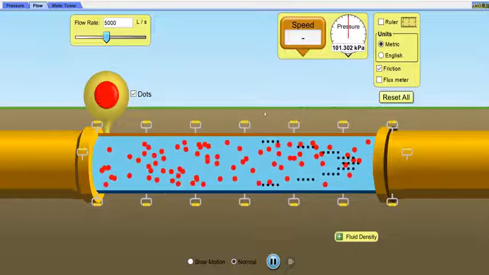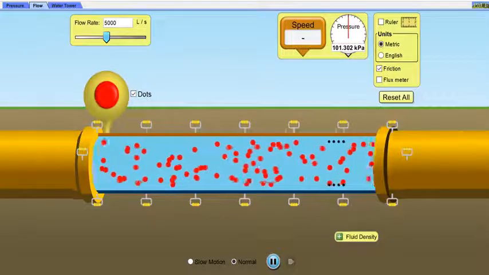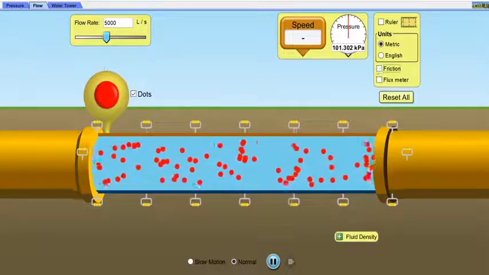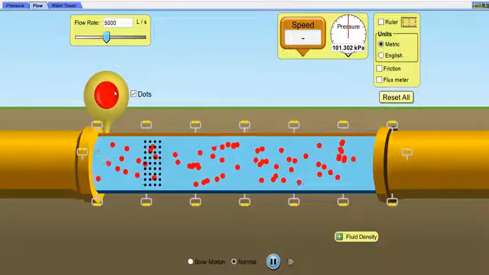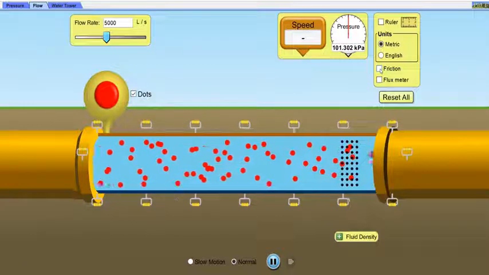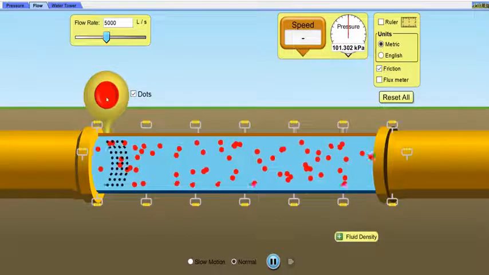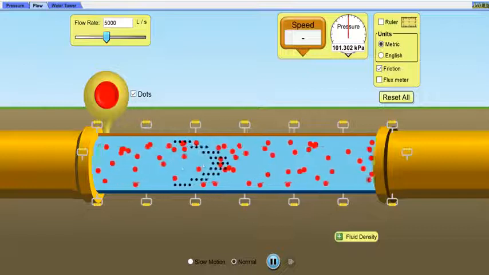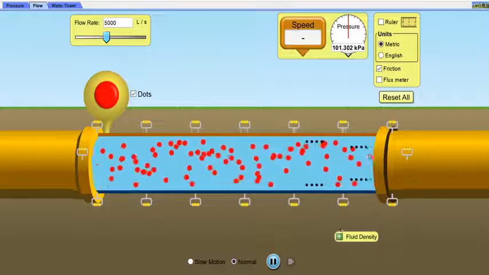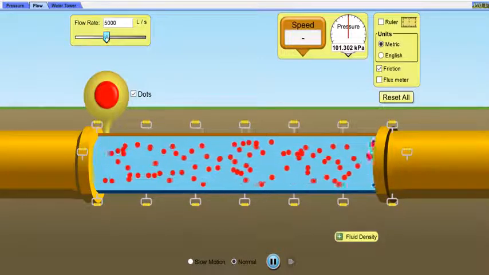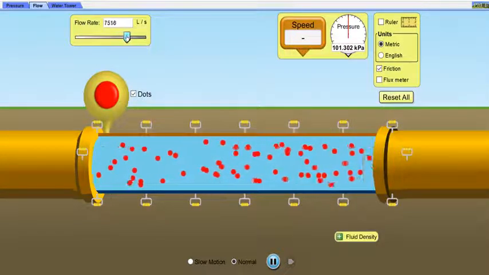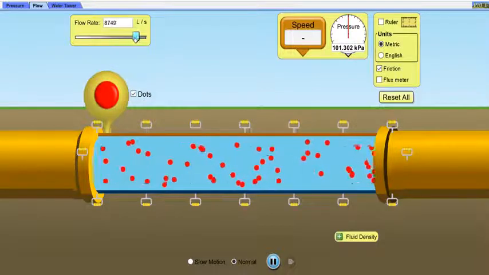You see, it is resisting the free flow of these particles of fluid. Without friction, its motion was like this. But when I add friction, then its shape will be something like this. Observe the motion of these particles, dots. And we can also change the flow rate from this. We can increase the flow rate, and its velocity will be increased.